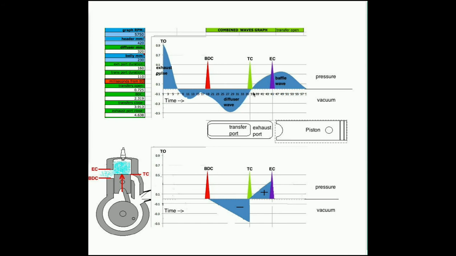If the belly is too short, and just ignore this 230. Every pipe and every engine is different. The spacing between TC and EC is different. The RPM is different. You have to know. You have to have a program like this to know exactly what's happening and how to set that belly.